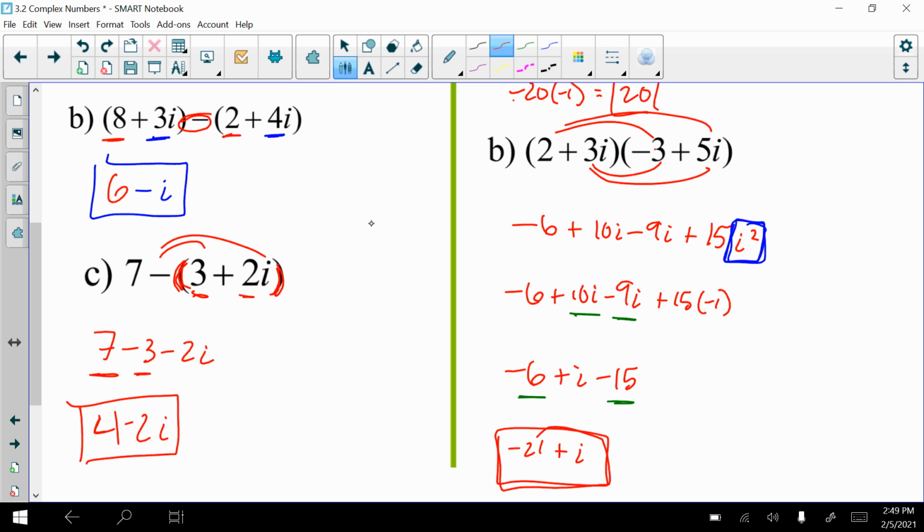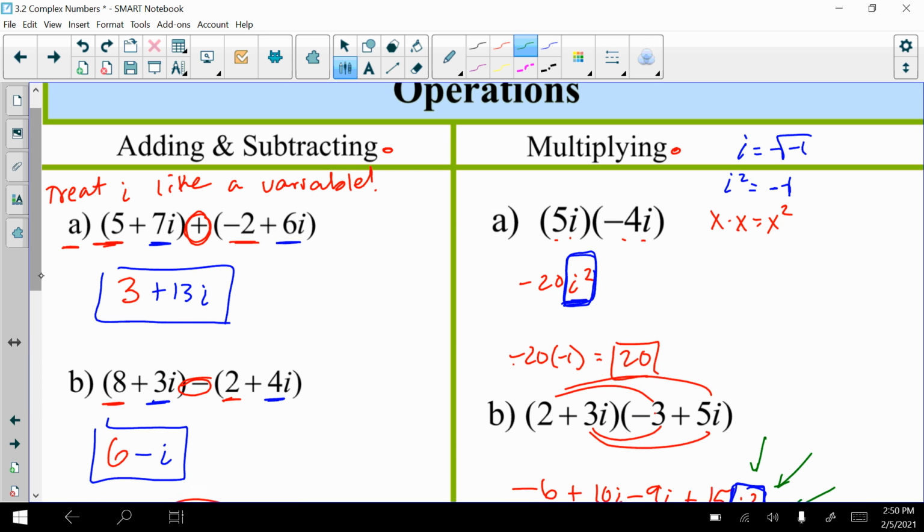That's the big things to remember from this slide. When you have i squared, remember that turns into a negative 1 every time. Okay, if you have i squared, that turns into negative 1. And then otherwise, you're just treating i like it's a variable. The most important thing for us is this variable.